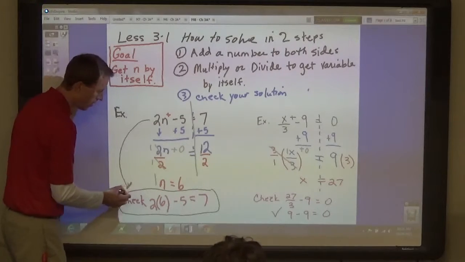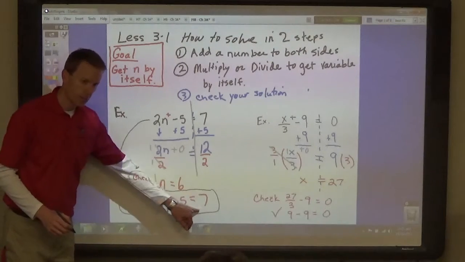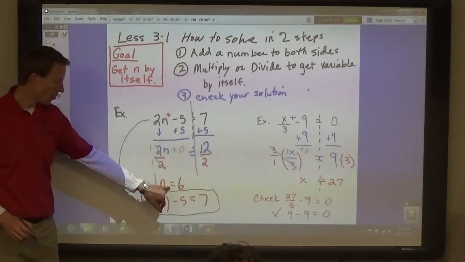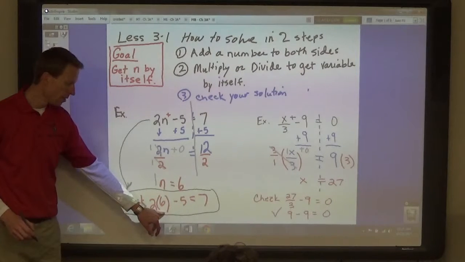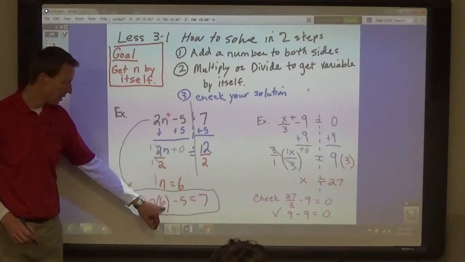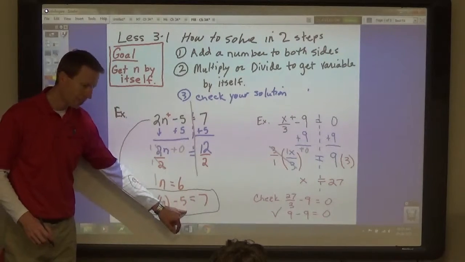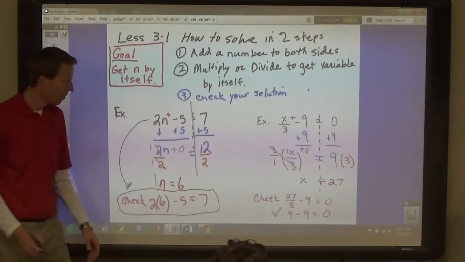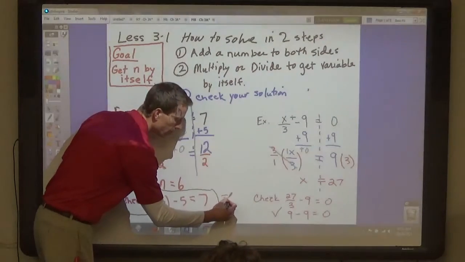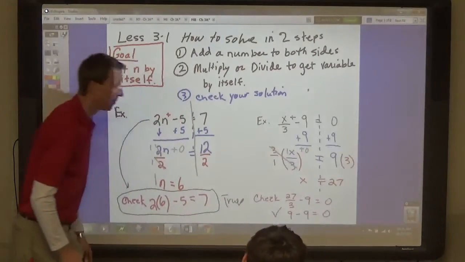So we put the original equation together with the solution to see if it is true. 2 times 6 is 12, minus 5 is 7, right? So it's true. That's what you have to find.